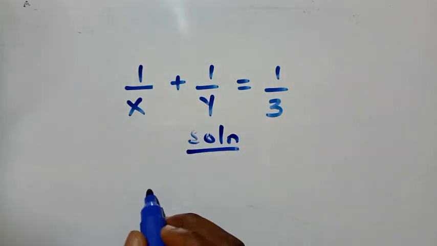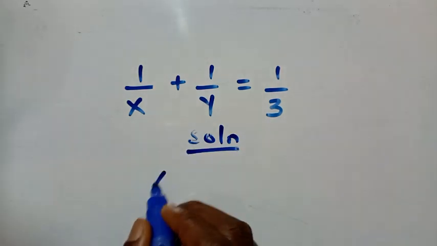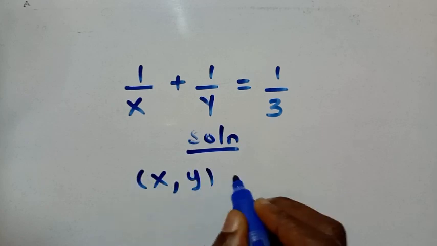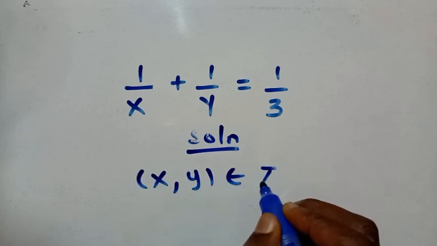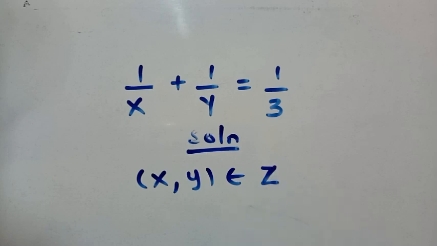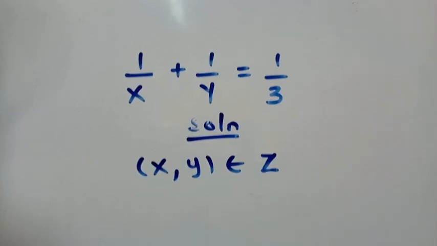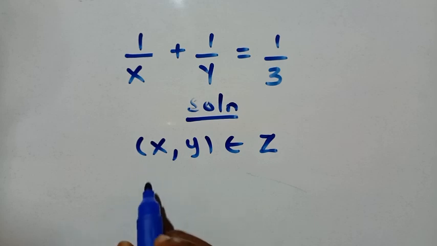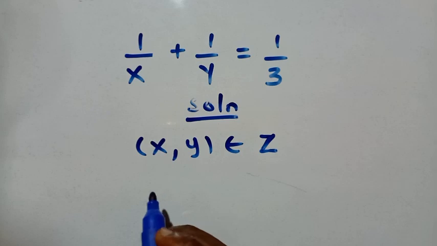From these expressions, we have to note that both x and y are members of the integers, and we need to find both x and y. So the first thing is we have to reduce the fraction. We change it from fraction to linear.